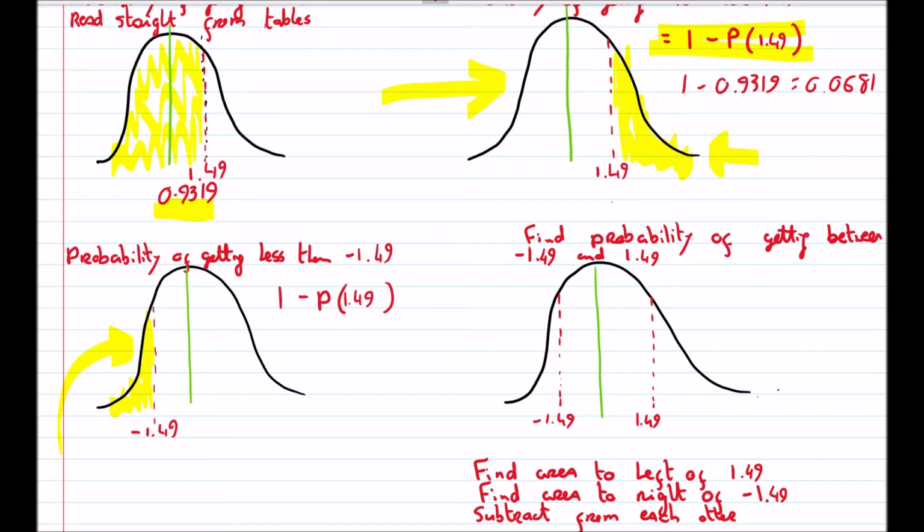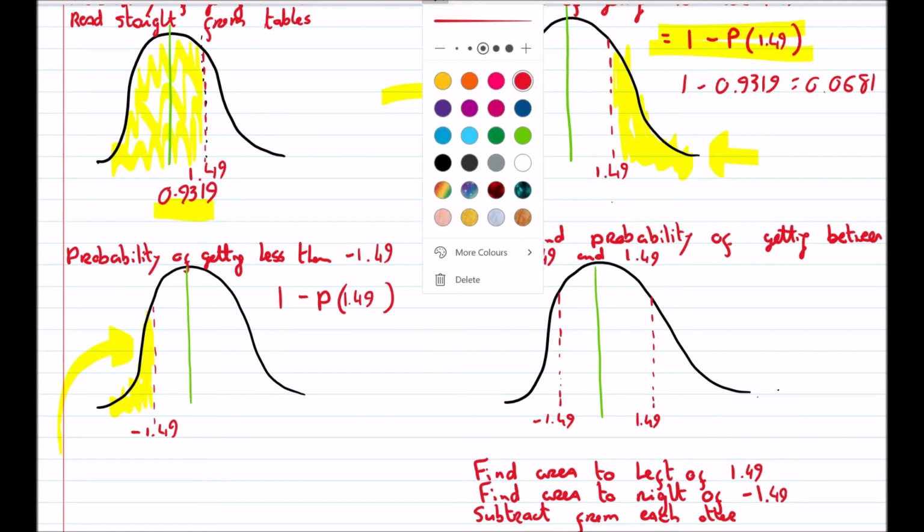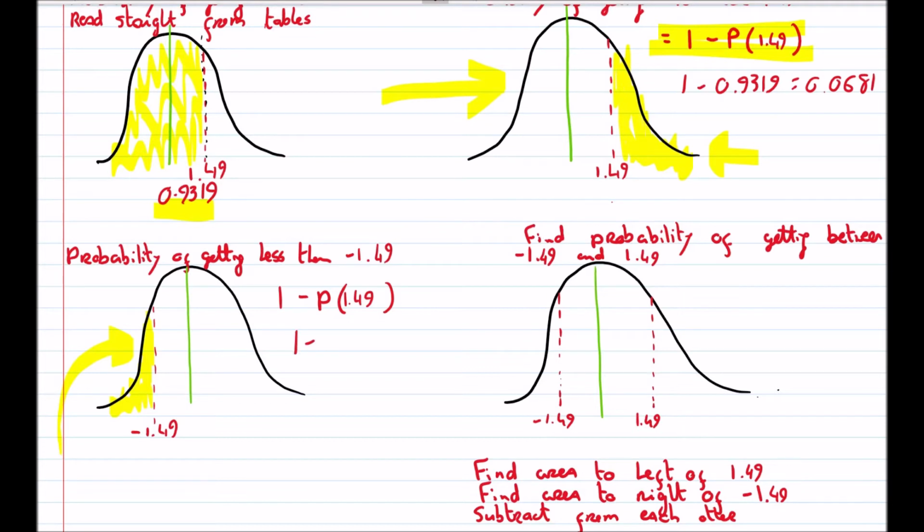So it's meant to be 9. Okay, but here let's do it anyway. So we have 1 minus the probability of getting the z-score of 1.49, which was 0.9319, which gives us 0.0681. Okay, and if my drawing was a bit better, this here would be the exact same size as this here.